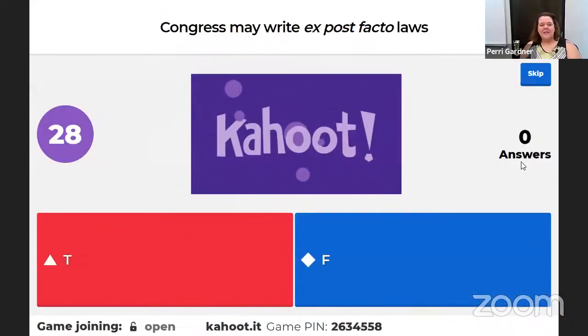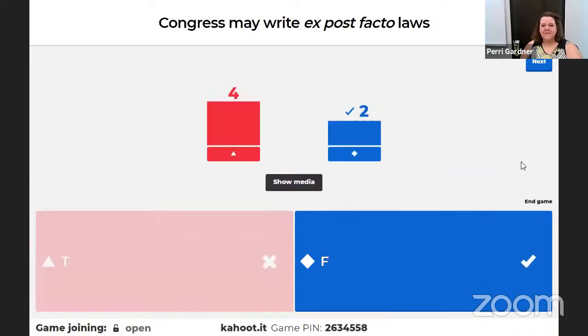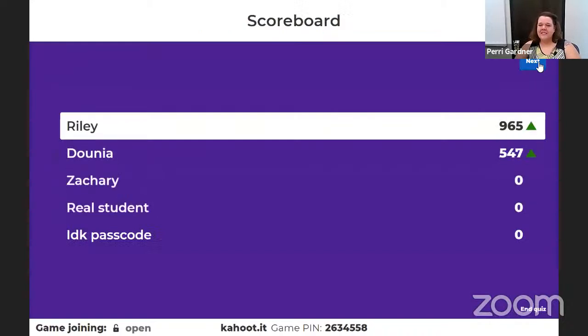Ex post facto laws, what does that mean? Yes, false. An ex post facto law is a law that is written and then enforced against people who are already doing the behavior, right? So this is making something illegal and then retroactively enforcing the law against people, something that England was doing to the colonists and which they found to be quite unjust, we probably would all agree, and so they forbid Congress to create laws in this way. Nicely done.